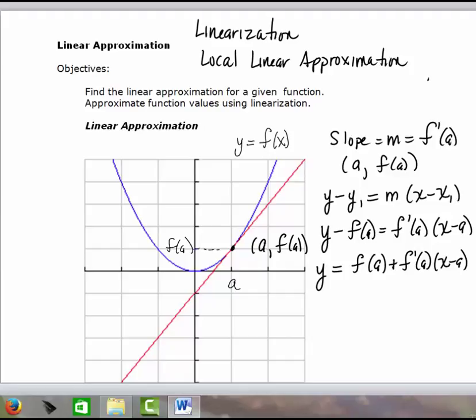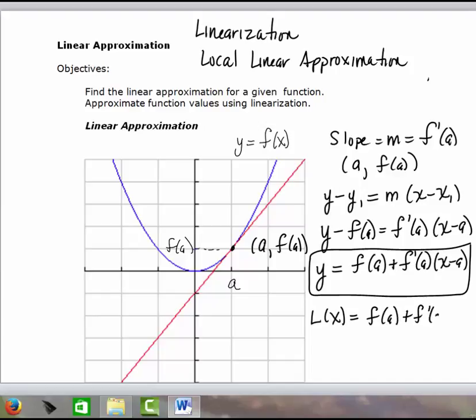And so really, all this is a new form of the tangent line. We used the generic ordered pair to get it, and we used the point slope formula to derive it. What we're actually going to call this is the linearization. And so L of x is going to be f of a plus f prime of a times x minus a. We're going to use this notation L of x.